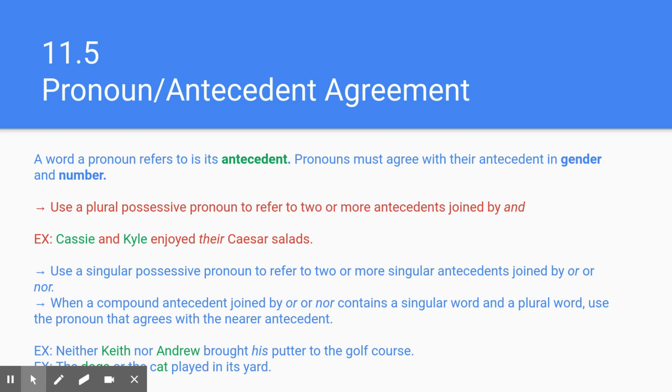The example that's kind of blocked by the Screencastify button is the dogs or the cat played in its yard. So dogs is plural, cat is singular. And we know we need the singular one because the cat is closest to the verb. So the cat played in its backyard, right? Had those been flip-flopped, the cat or the dogs played in, then it would be their backyard because in that case, the dogs are closest to the verb. So that's what throws people off with or nor. You're just referring to one and you always look to the one that is closest to your verb.